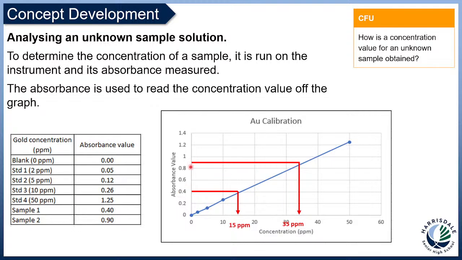The machine might say it's 0.9, and then you do the same thing and intersect on the same calibration curve, go down: 35 parts per million. So this job is yours. The machine will only output the value. It is your job to then go and find the value on the curve itself.